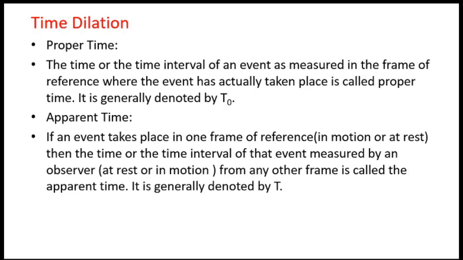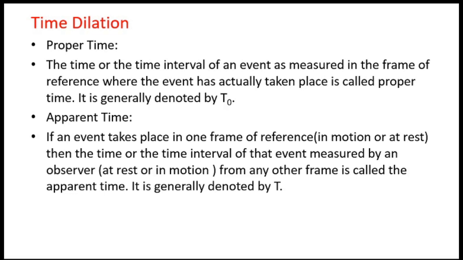If an event takes place in one frame of reference, which may be in motion or at rest, then the time or the time interval of the same event as measured by an observer who may be at rest or in motion from any other frame of reference, it is called the apparent time. And the apparent time is generally denoted by T, capital T.